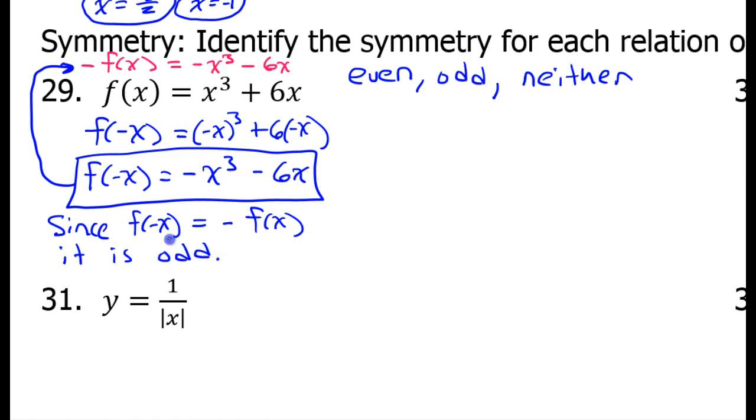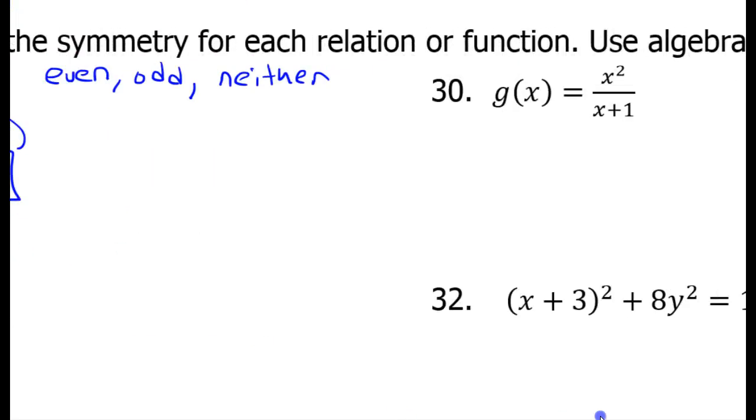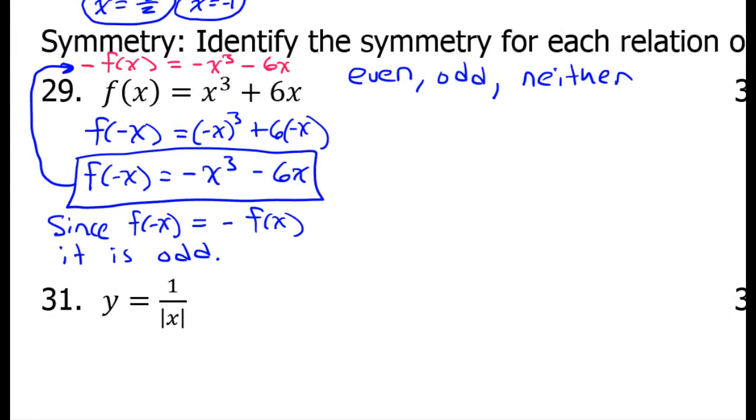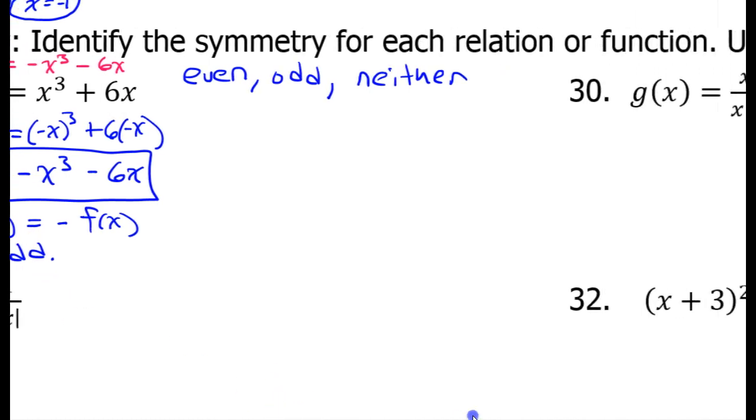So notice, even if you are able to look at the function and tell at a glance that it's odd, you're not going to get credit just for knowing that it's odd. It's all about using algebra to justify your answer. This is like a proof. It's not about just knowing the right answer, it's about proving it. Okay, let's do a couple more.